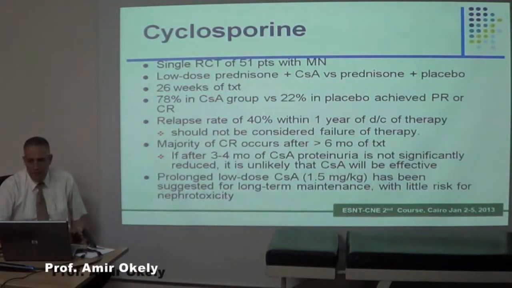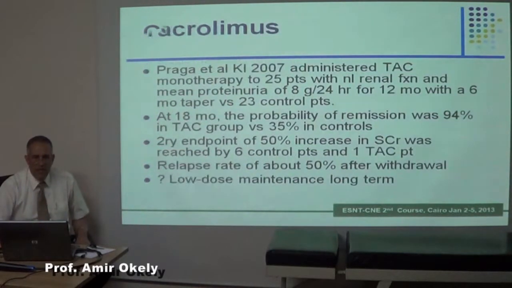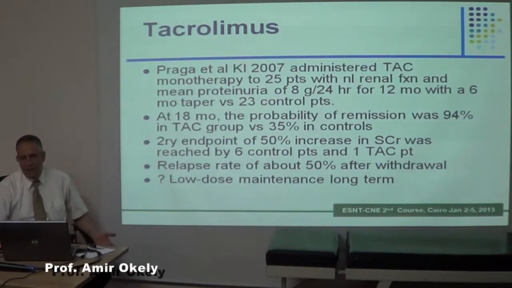Prolonged low-dose cyclosporine has been suggested for long-term maintenance with little risk for nephrotoxicity. What about tacrolimus? In a study by Prof. et al. at Kidney International 2007, administered tacrolimus monotherapy to 25 patients with normal renal function and proteinuria of 8 grams per 24 hours for 12 months, with a 6 months taper, versus 23 control.